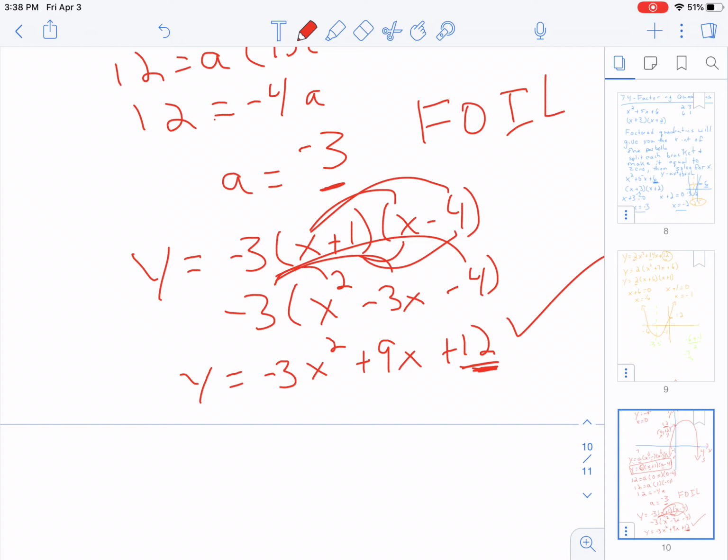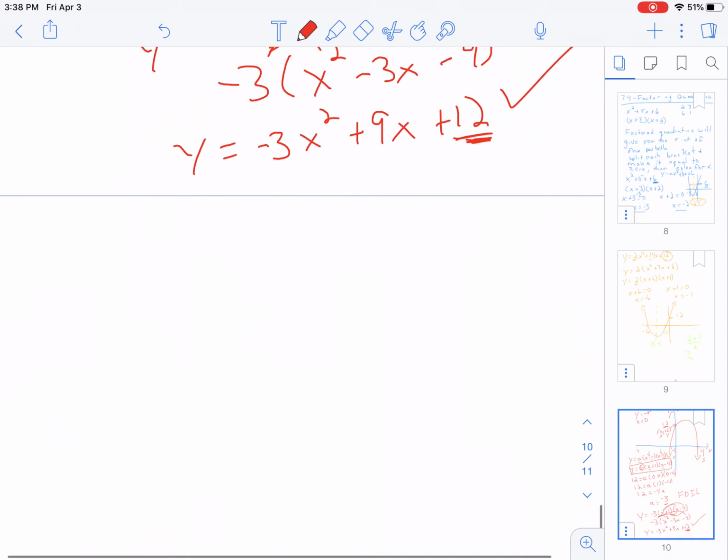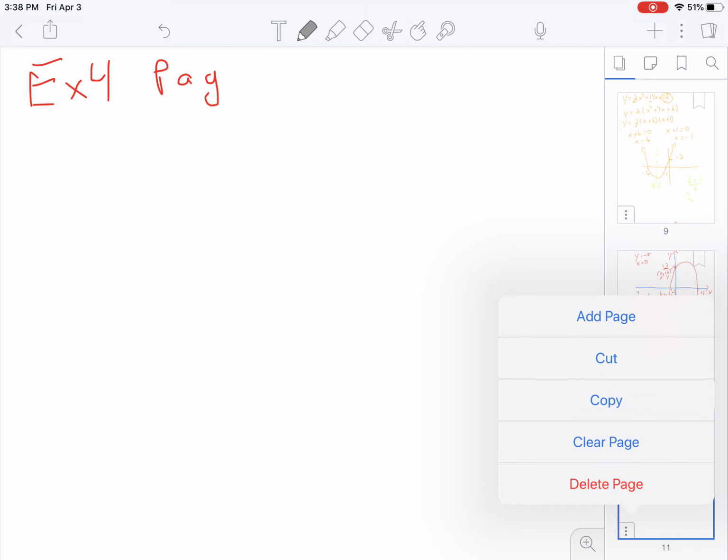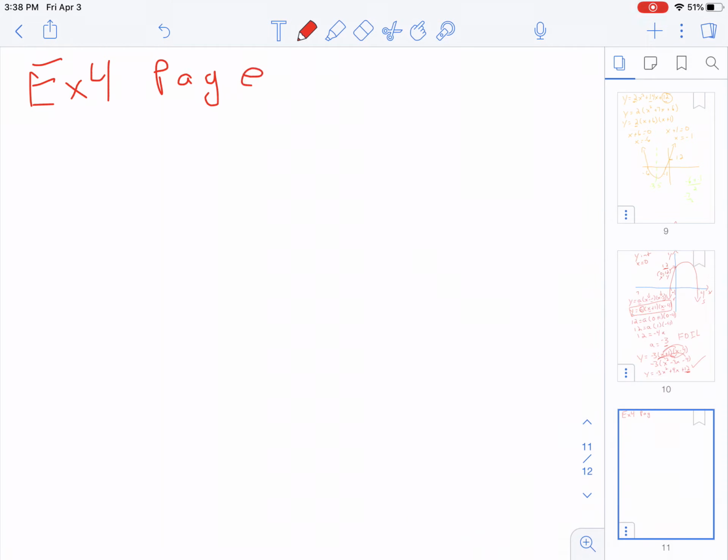All right, I'm going to try a word problem with you guys. Now, I'm not going to write this word problem out. Unfortunately, I couldn't get the notes to upload onto my iPad. So, but this is example 4 on page 388.